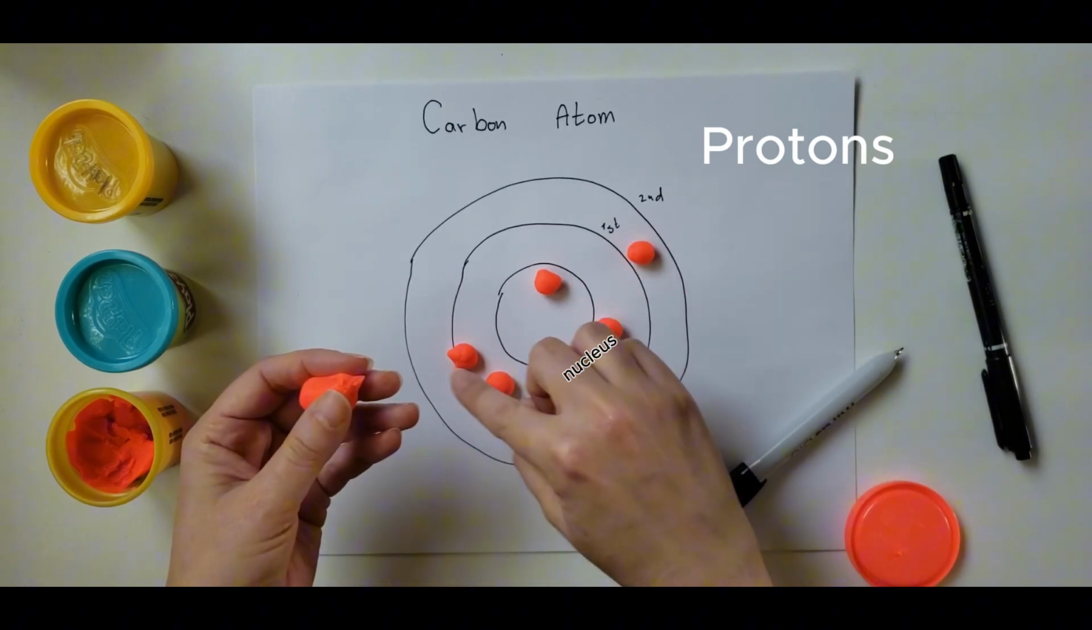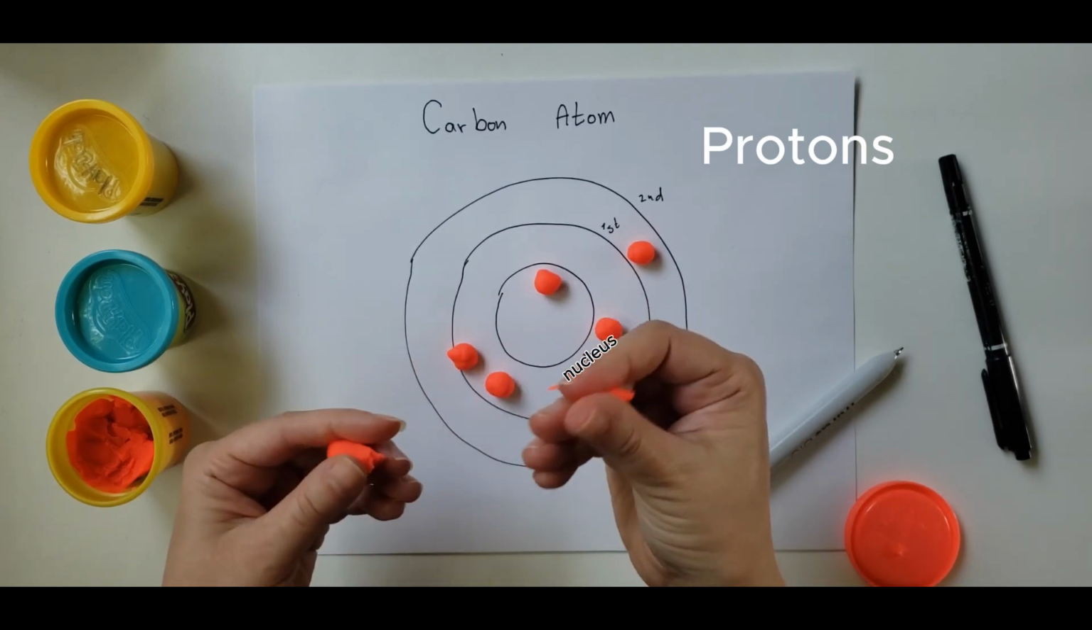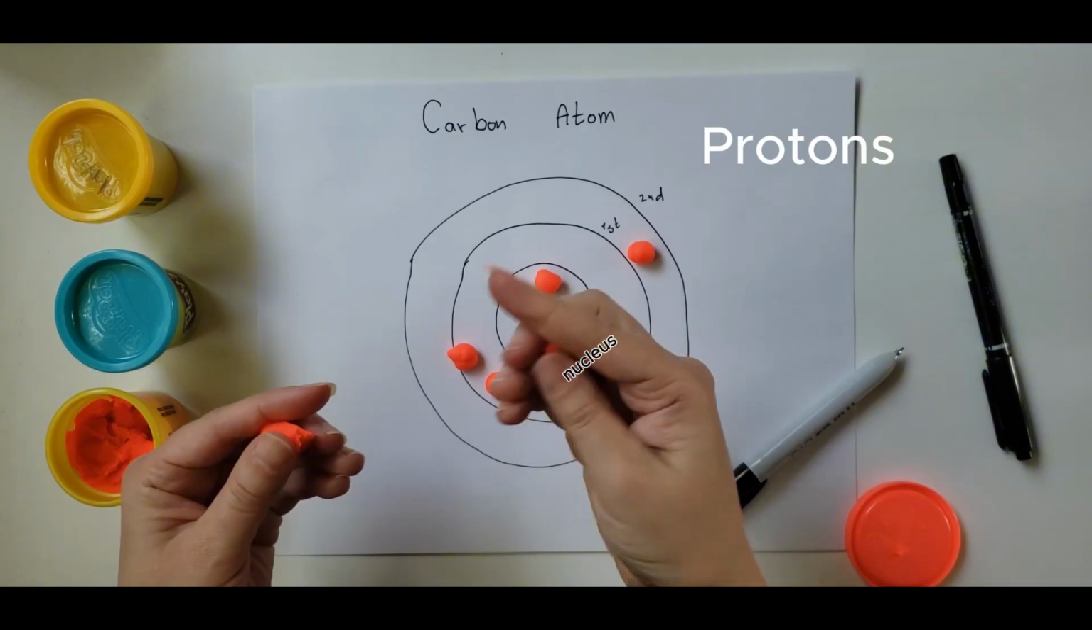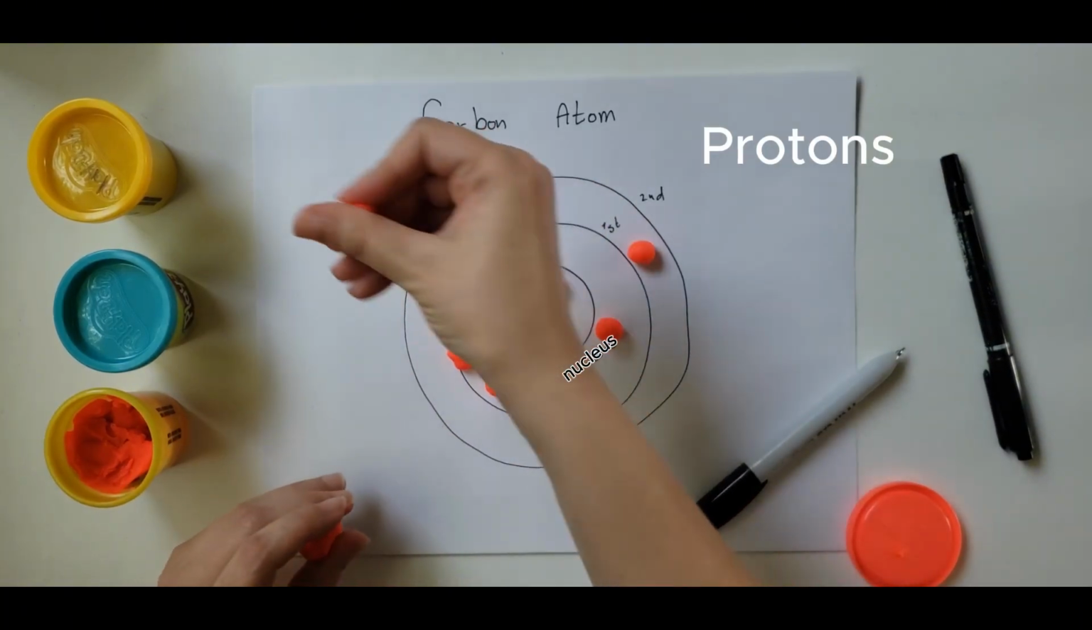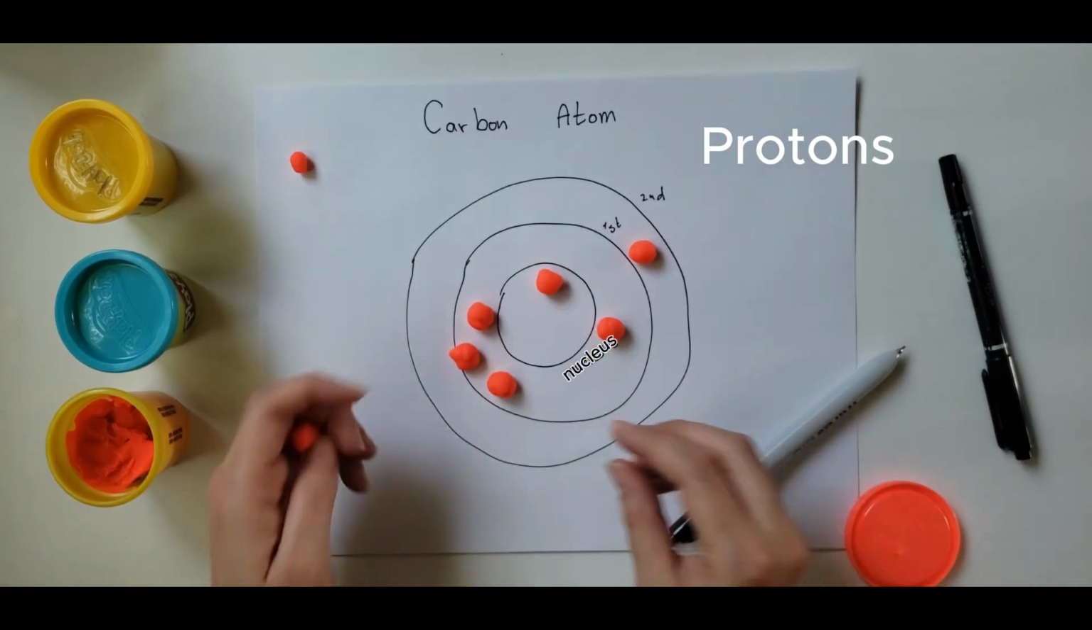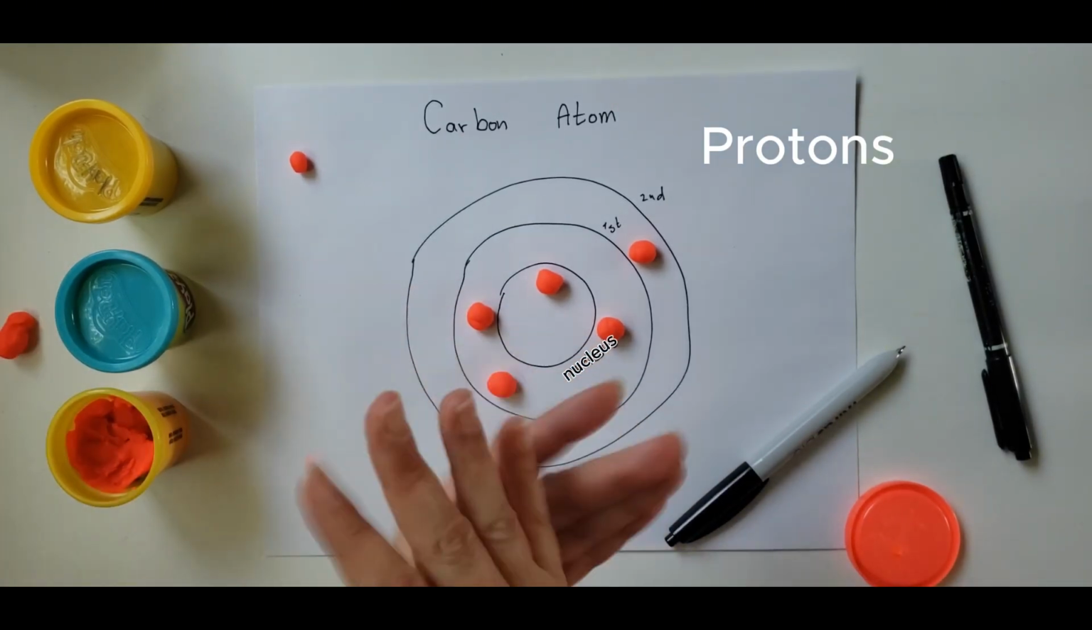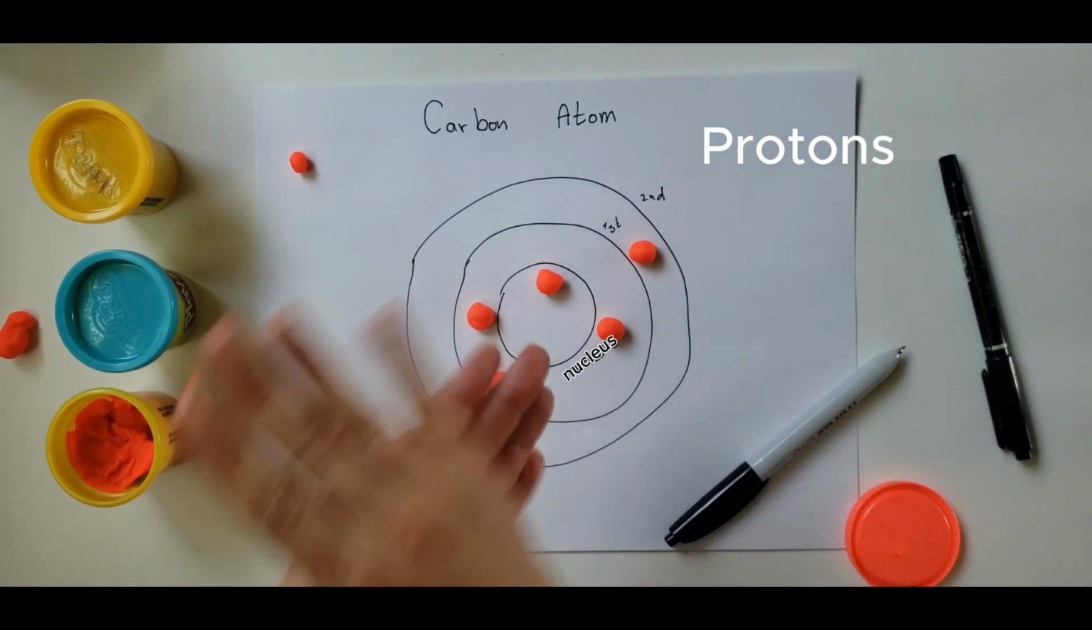1, 2, 3, 4, 5. We need 2 more. 6 protons and 1 more for the legend. Let's put our 6 protons into the nucleus.